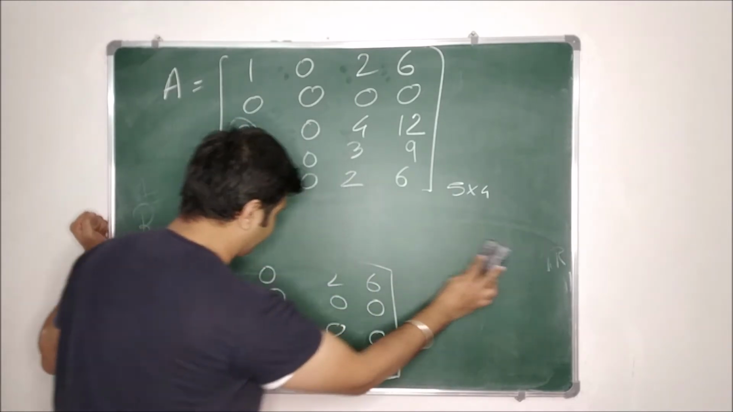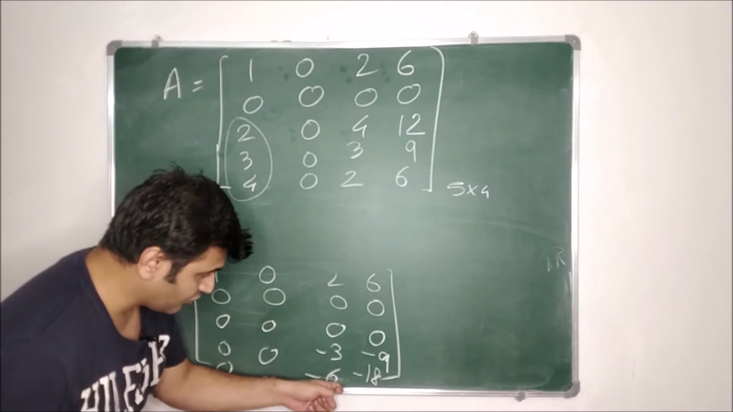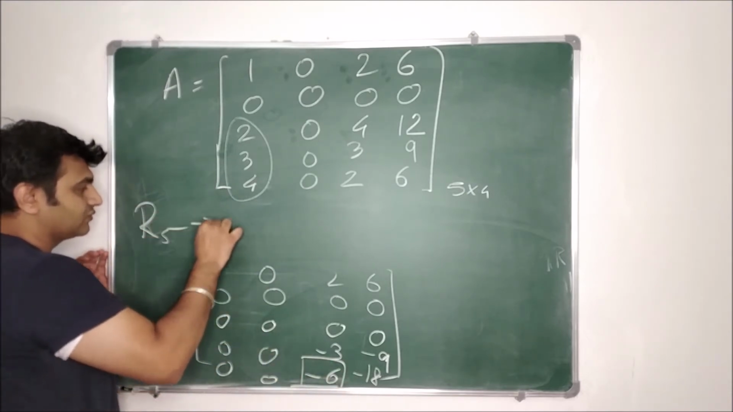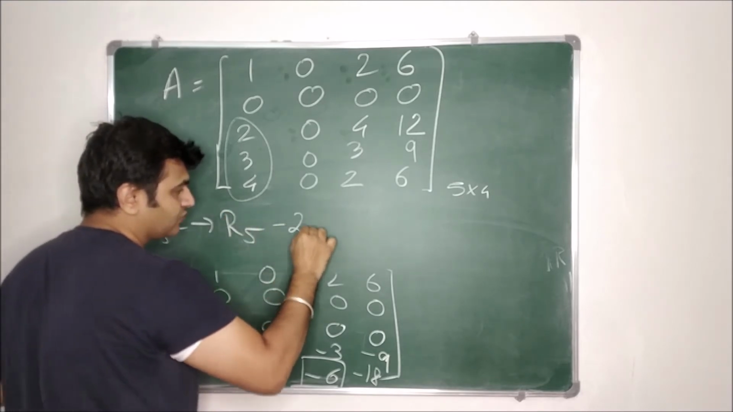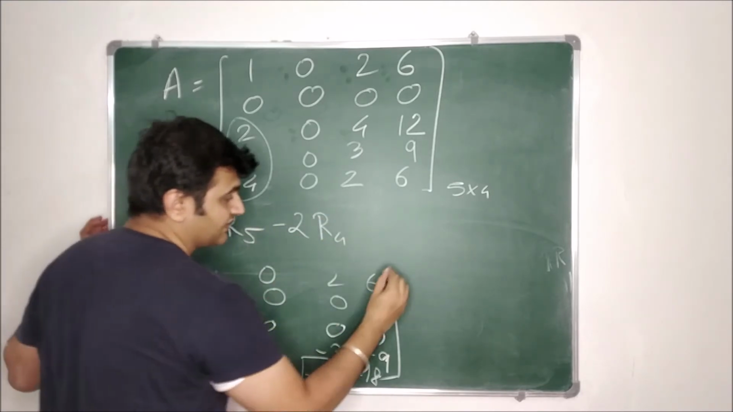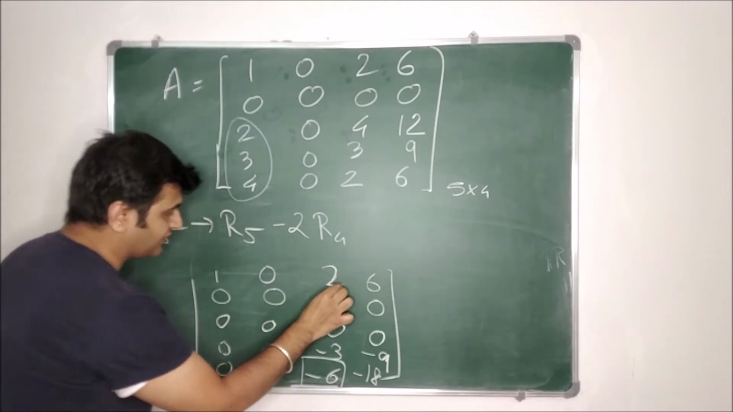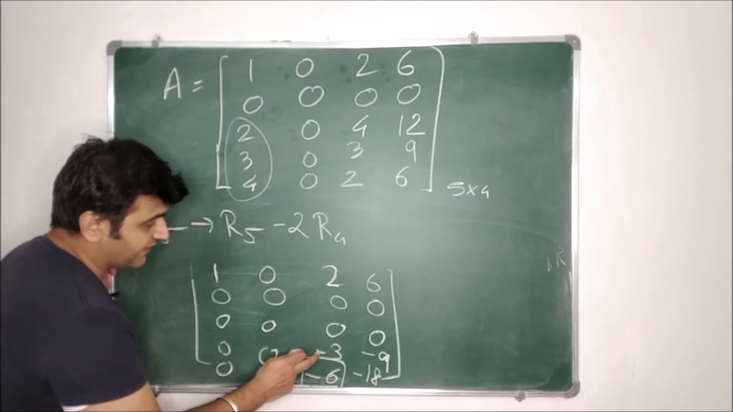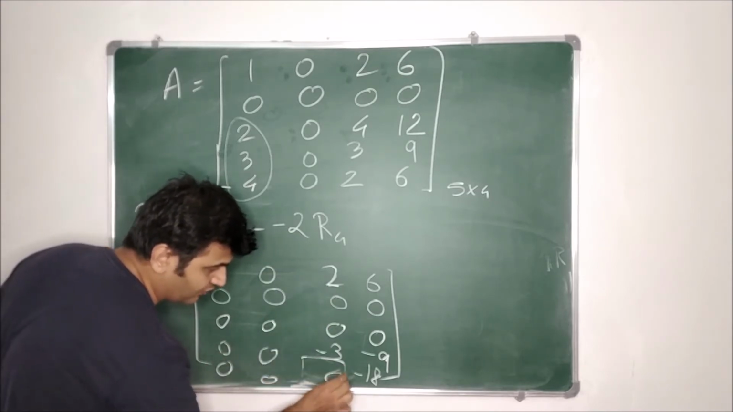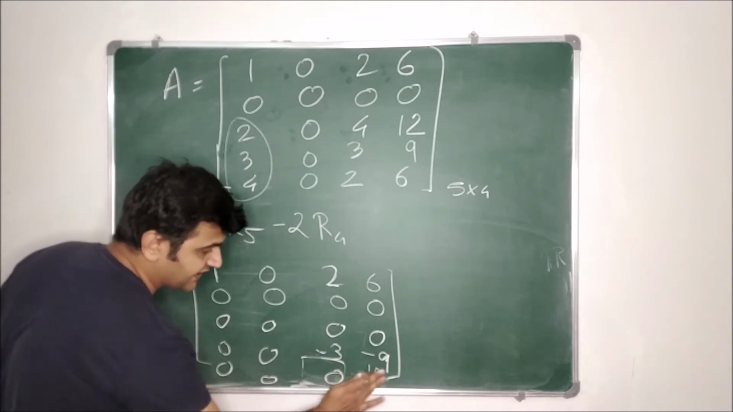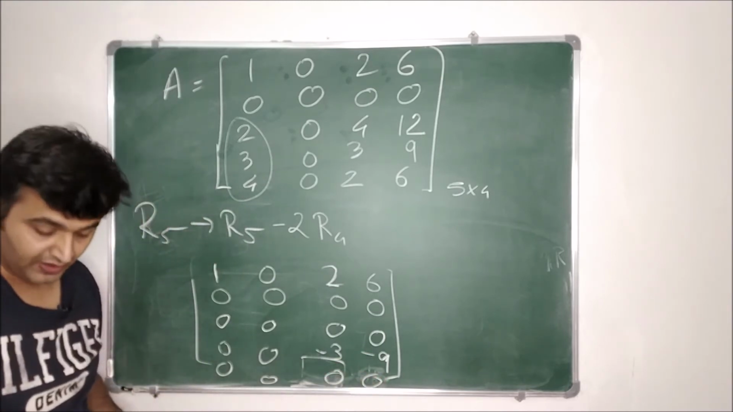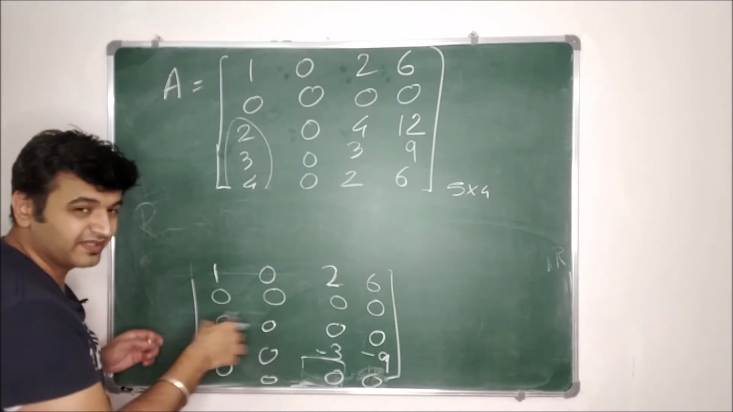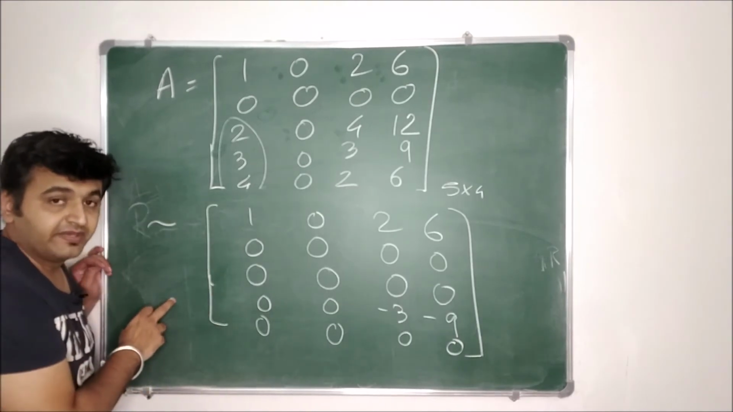So let me erase this again. And now here it is a non-zero entry, right? So you make this entry 0. What you do, R5 changes to R5 minus 2 times R4. Once I do this, there is no change in the first, second, third, fourth rows. Only change is here. So minus 6, minus minus, plus 6. This becomes 0. And minus 18, minus minus, plus 18. This also becomes 0. So finally, let me rewrite this again. This is the row equivalent matrix to this matrix.